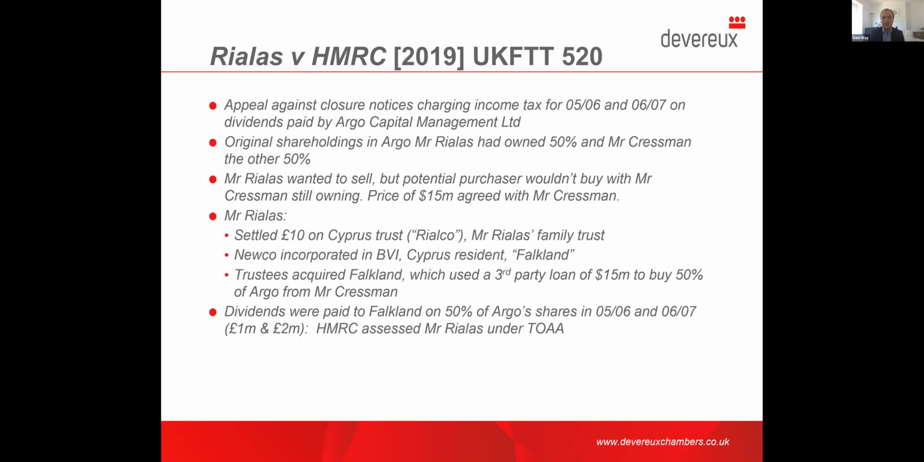Mr. Realas was originally the owner of 50% of the issued share capital of Argo Capital Management, and the other 50% was held by his business partner, a man called Mr. Cressman. However, over time, cordial relations between the two partners broke down and Mr. Realas wanted out. He wanted to liquidate his shares. However, when he found a fund management company interested in purchasing the shares, Mr. Cressman put a spanner in the works by upsetting the chief executive officer of that company.